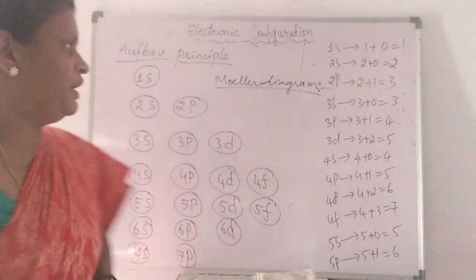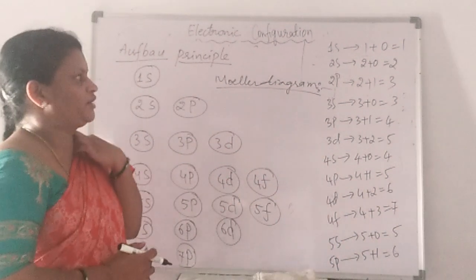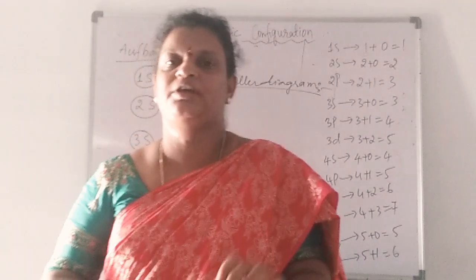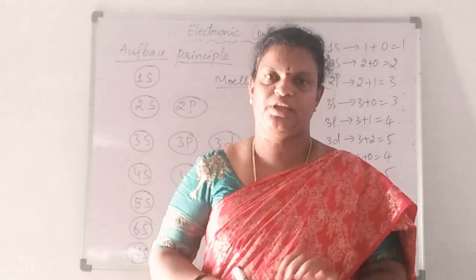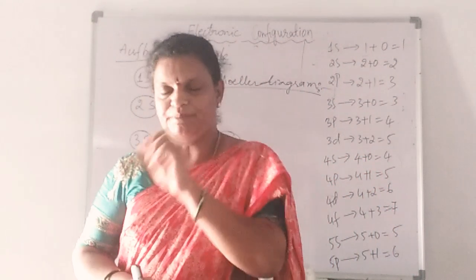So now we'll arrange these subshells according to their energy level. First of all, we are going to take the n plus l value. Wherever it is minimum, there the electron will enter. Where the n plus l value is minimum, the electron will enter into that particular subshell.